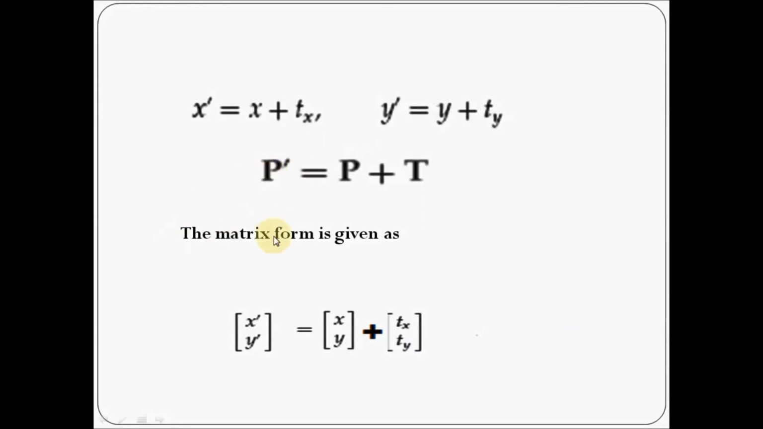And the matrix form for this translation transformation is given like this: x dash y dash, these are the new points, x y, these are the old points, plus tx ty, these are the translation parameters. You can see here x dash is equal to x plus tx, y dash is equal to y plus ty. So when you apply this formula, you can find out the amount of translation that took place.